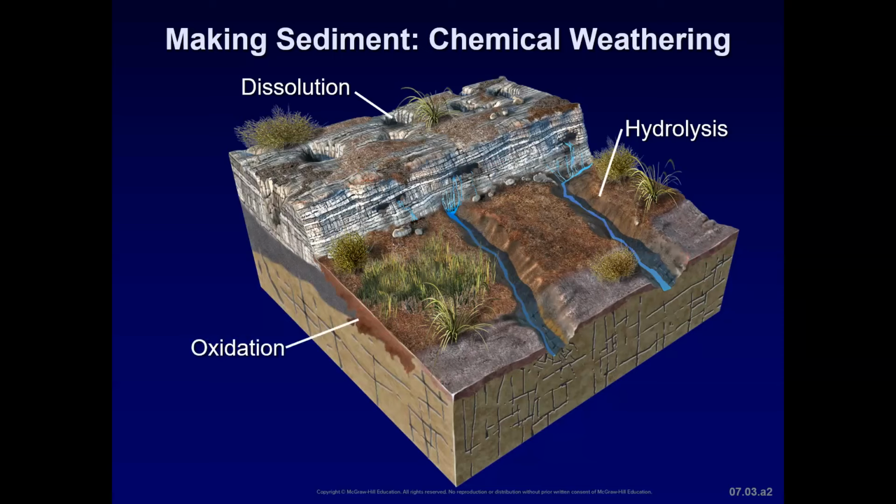Oxidation involves minerals that combine with oxygen to form oxide minerals, such as iron oxides. You can see how this is sort of rust colored. And biologic reactions occur when decaying plants produce acids. And then bacteria can consume rocks.